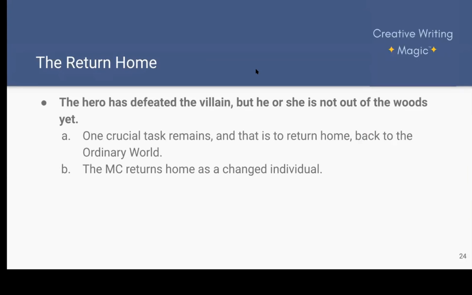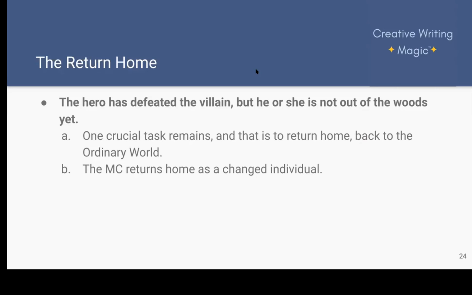And then the final point here is the return home. Oftentimes with stories, we get to the point where the main character defeats the villain and they roll credits. But as Joseph Campbell has argued, and I've built into this story structure, there really is a final element after the villain is defeated, and that's the return home.